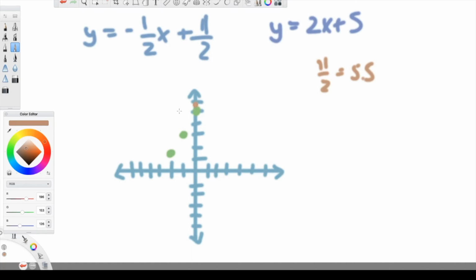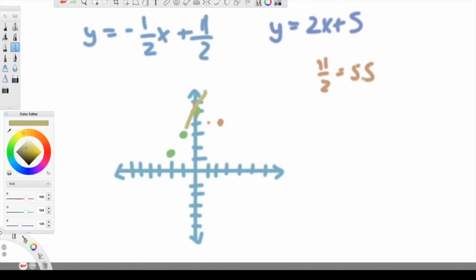Okay, and then I'm going to go negative 1/2. So I'm going to go down 1. So that would be 4.5. And then go 2 to the right. So that would be 1. So it'll be right there. And then I'm going to draw the line.